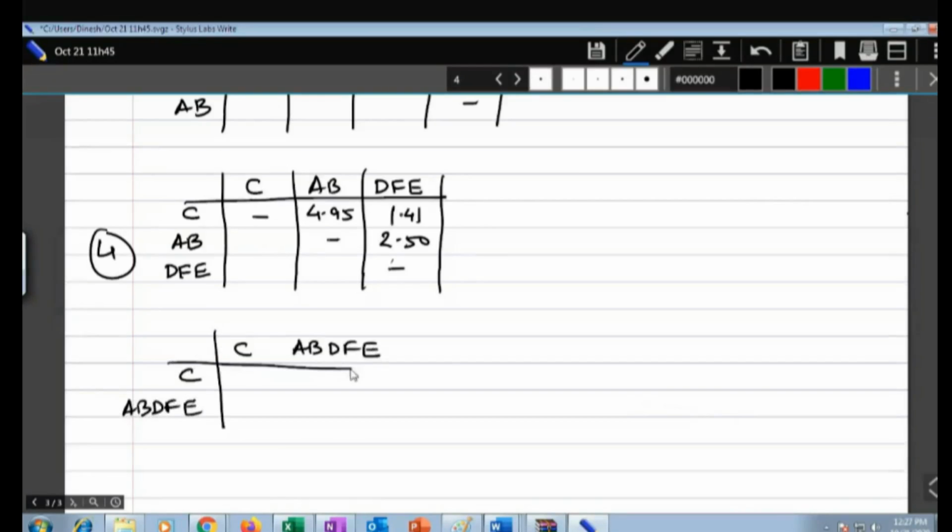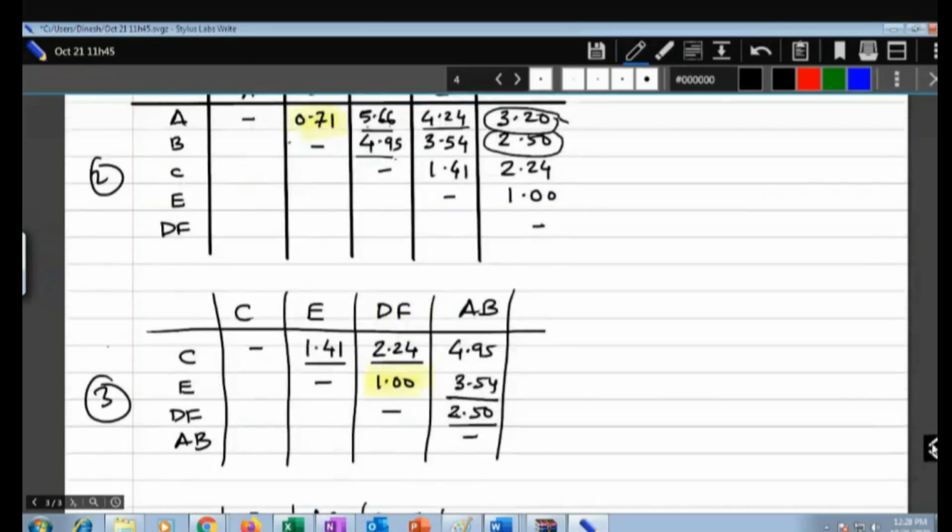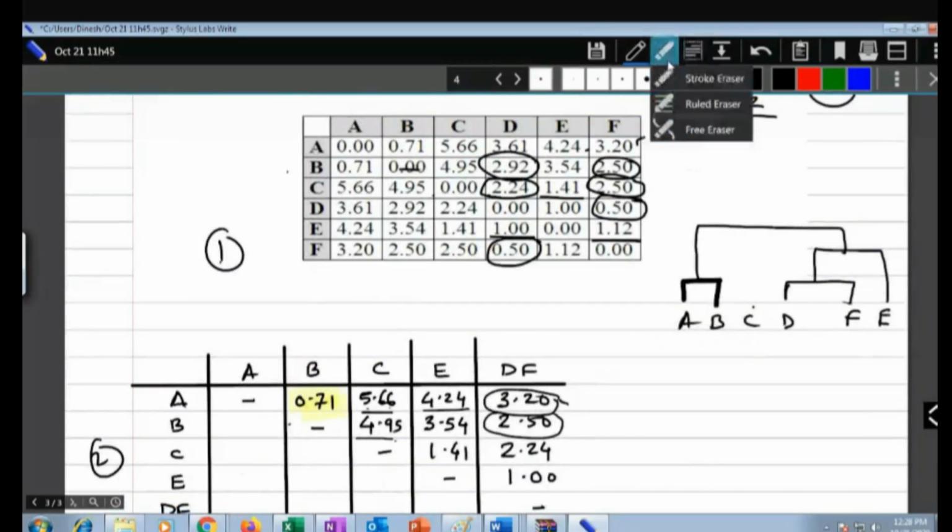Okay. And then there will be only one value remaining. That is the distance between C to ABDFE. C to ABDFE will be 1 point... Oh, sorry. Just a minute. I just made a mistake, I think. Okay. It is not ABDFE. It is 1.41. So this is not there.